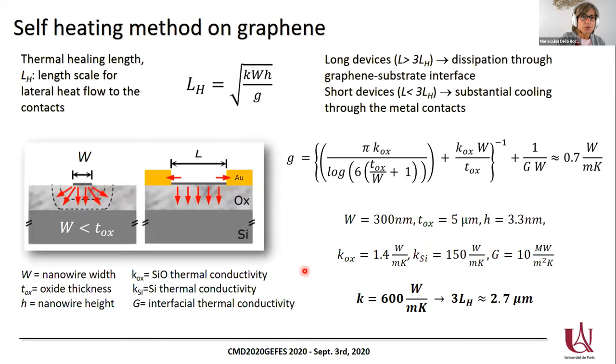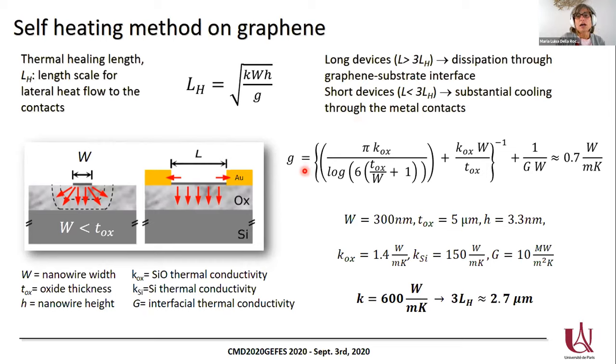An important point to well define the device geometry is to take into account an important length scale, which is the thermal heating length, which is the length scale for lateral heat flow to the contact, and is defined as the square root of the ratio between the thermal conductivity, the width of the nanowire, the height of the nanowire, and thermal losses through the substrate. So it has been demonstrated that for long devices, meaning devices longer than three times the thermal heating length, dissipation is essentially through the graphene substrate interface, while for short devices, in the opposite limit, substantial cooling through the metal contact starts to play a role.